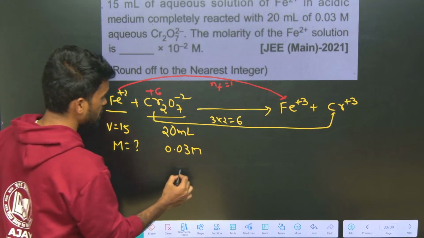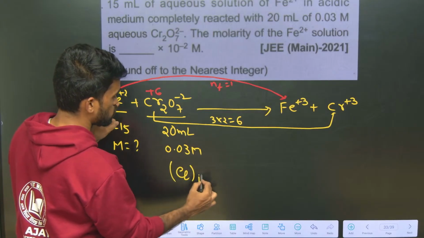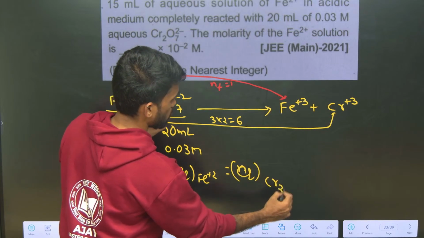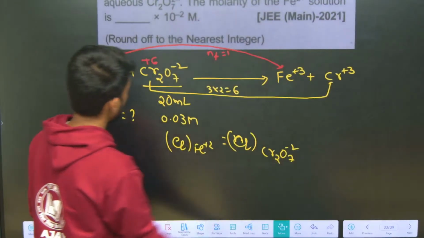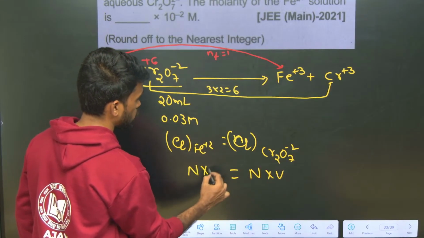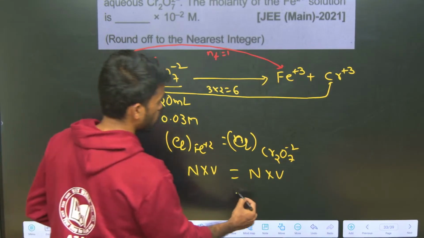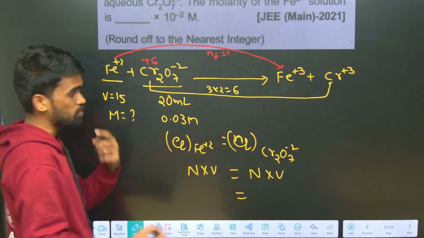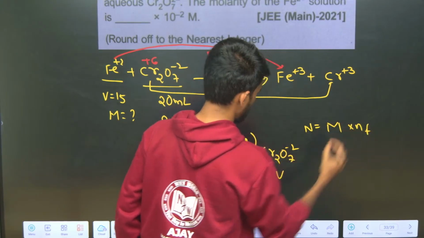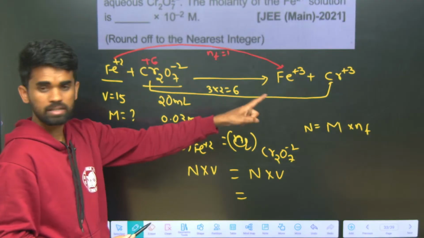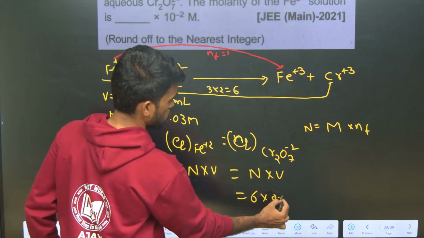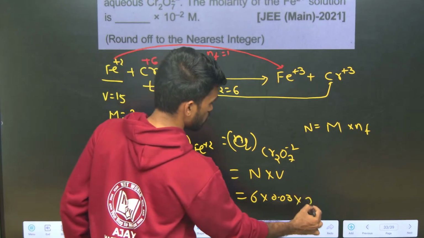Okay. So now what I can say? The number of equivalents of this Fe +2 will be equal to the number of equivalents of dichromate. Next, you can use normality into volume of dichromate and normality into volume of this Fe +2 ion. Here they have given molarity. What is the relation between molarity and normality? Normality equals molarity into its N factor. So what is the N factor for this dichromate? 6. 6 into what is its molarity given? 0.03. Volume given is 20 ml.